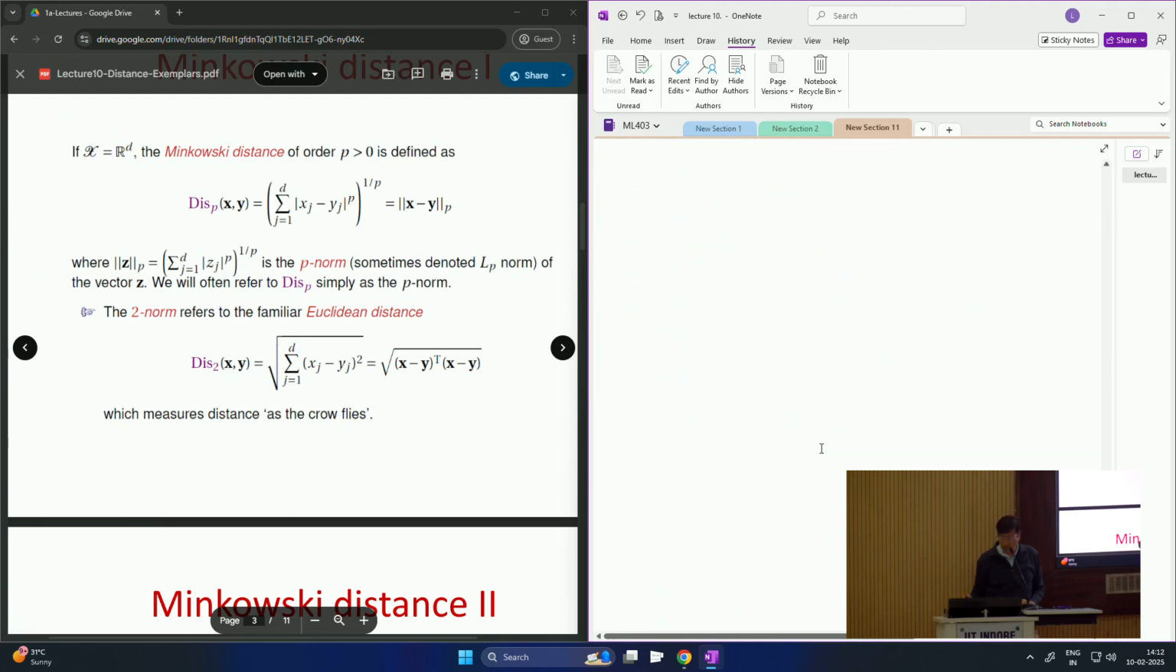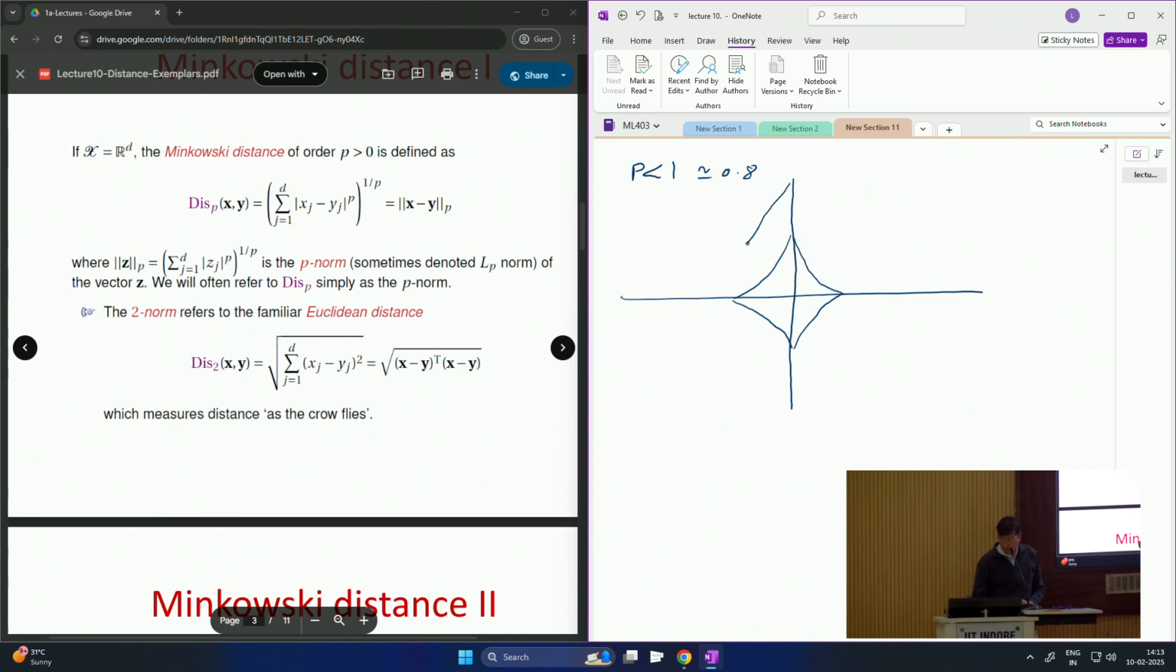The third thing which we do is if p is less than 1, let's say p is equal to 0.8. Okay. If p is less than 0.8, then the figure comes out something like this. Rather than being an exact rotated square, if I have to draw this, it becomes like this. Of course, you can work out the equations.